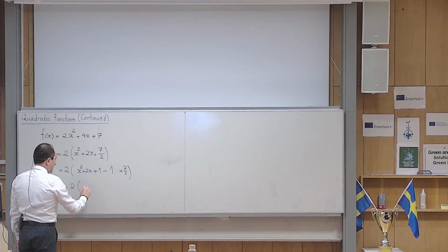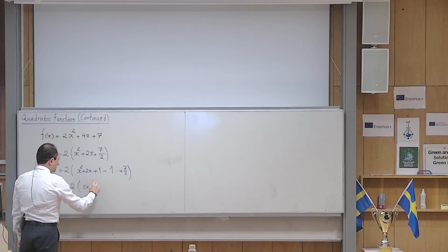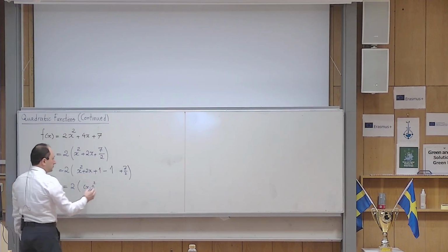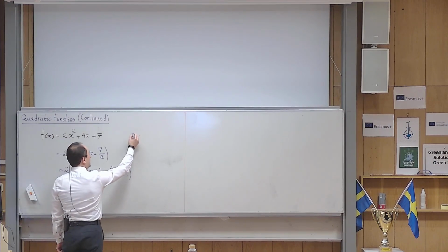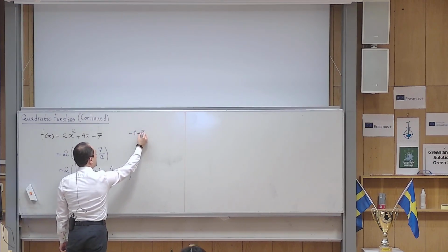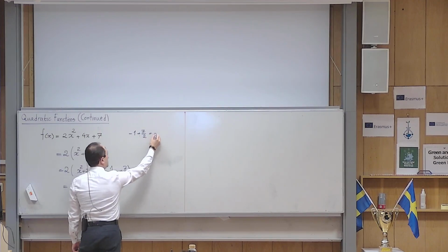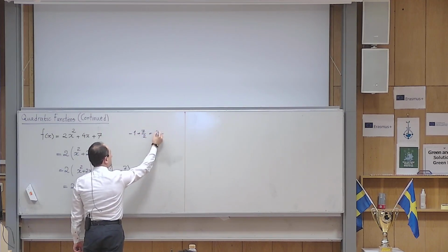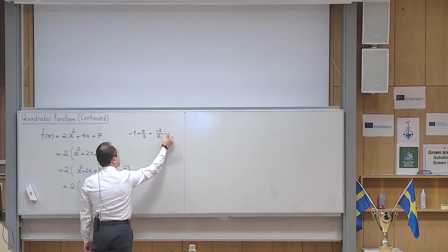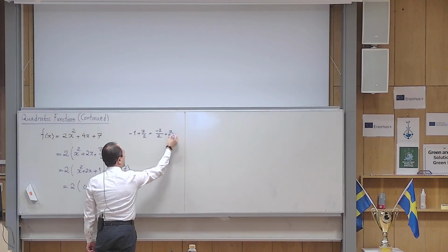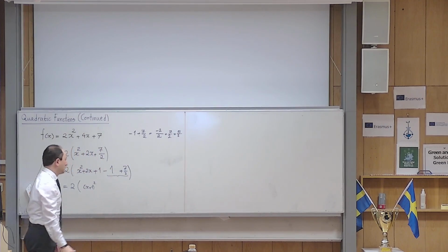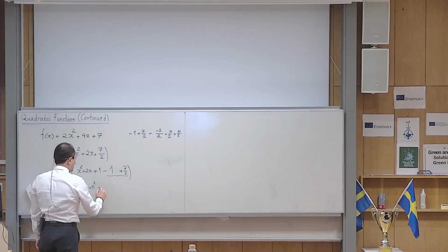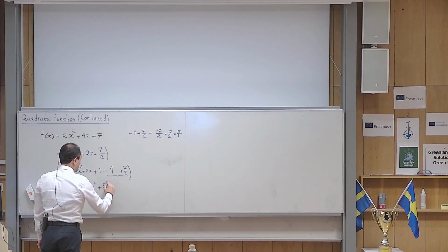This I can combine it as x plus 1 to the power of 2. But these two should be combined now. I have -1 plus 7 over 2. So I take the common denominator 2, so it becomes -2. This is 7 over 2. When I add them, what I get is 5 over 2. So this is nothing except plus 5 over 2.